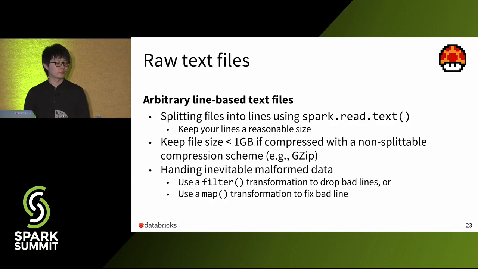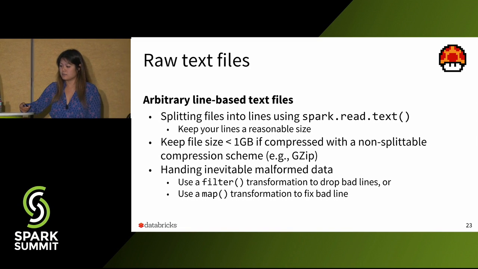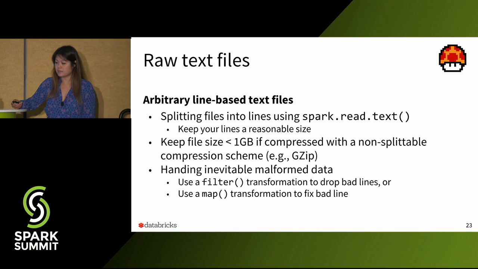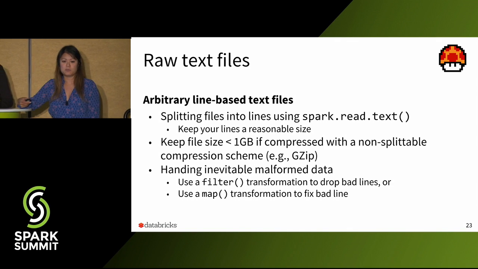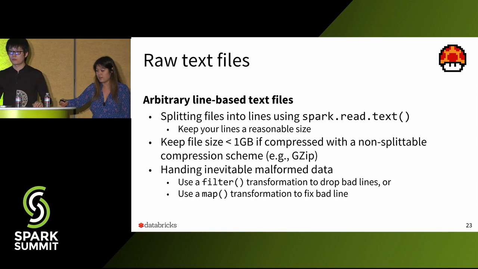Yeah. Great. And then there are times where you're still going to need to read raw text files in. So there is a spark.read.text command that you can use to do that. Keep in mind to keep the file size under 1 gigabyte, as we mentioned, if you use a non-splittable compression scheme. So that's just general good practice. And make sure that with your raw text file, since it's completely unstructured, you handle all the corner cases for how the files might come out.